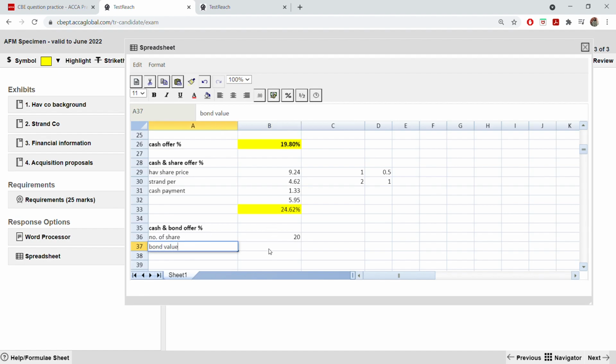You have to find the bond value because it's a cash and bond offer. The bond price they have given already is 100. And the number of shares divided by 20, so it will be 5 per share. Okay.